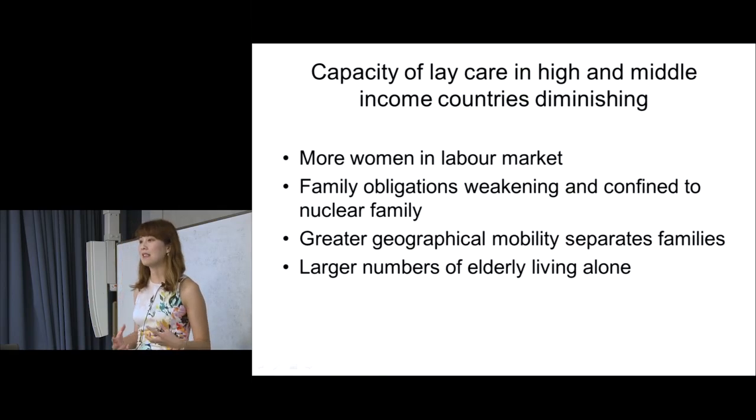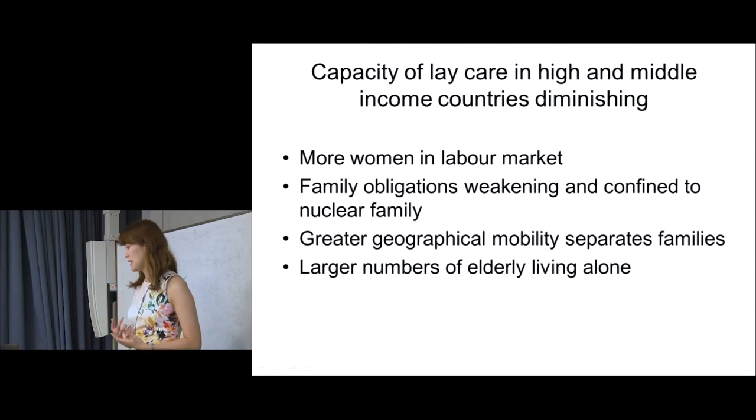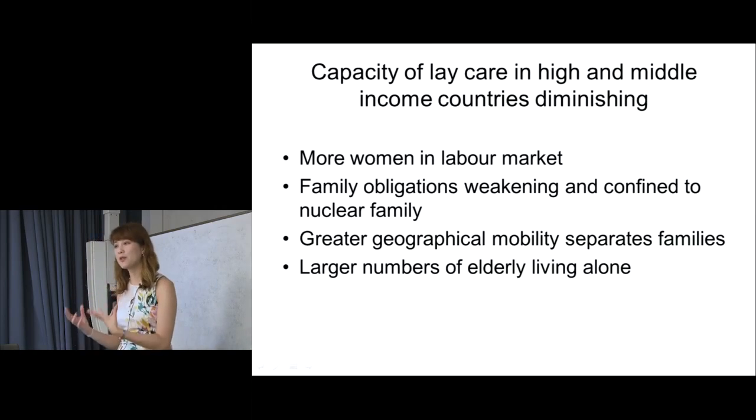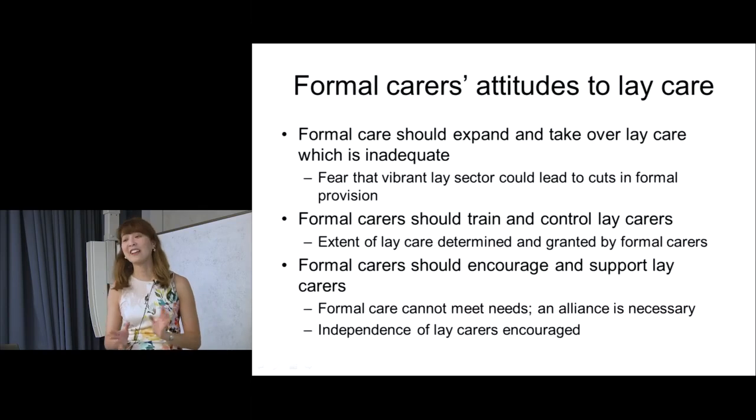So it all means that the elderly and the super elderly are living more alone in larger numbers. And so the capacity to provide lay care to one another is rapidly diminishing. And this has huge implications. And I think also we think about social care and healthcare as separate, but actually a lot of that has an impact on formal care and the way people seek healthcare.